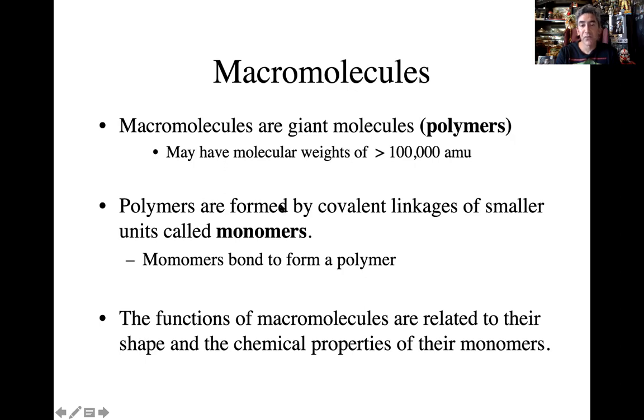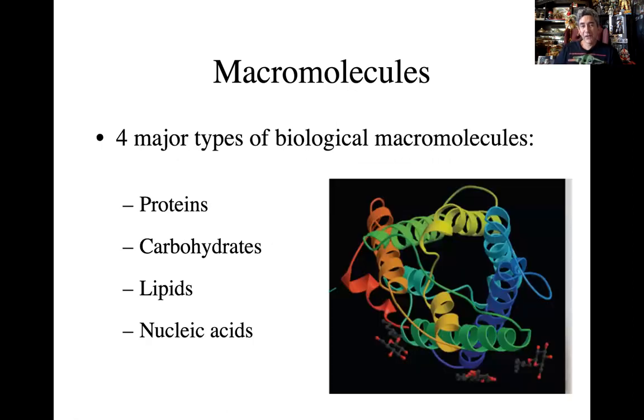So polymers are formed by covalent linkages, covalent bonds of smaller units called monomers. We're going to get more specific as we get into the different macromolecules. I won't be so generic with the term monomers, right? I'll give you very specific names for those monomers, but for now, just very generalized here. So, what are these macromolecules? I think you've heard of these, right?